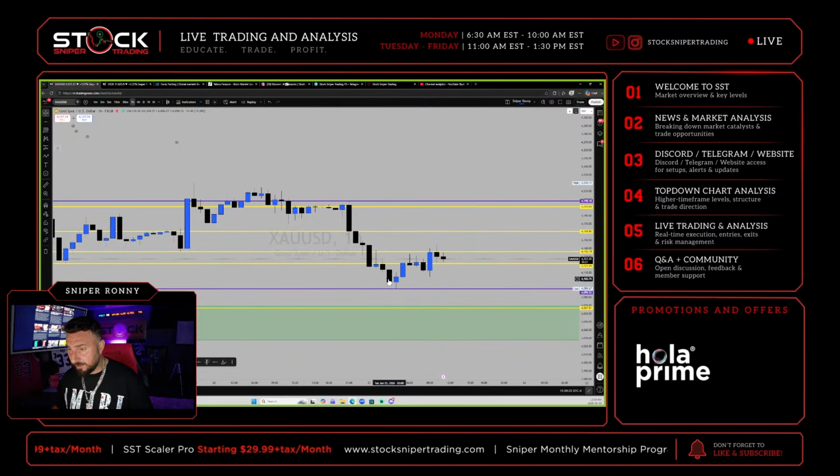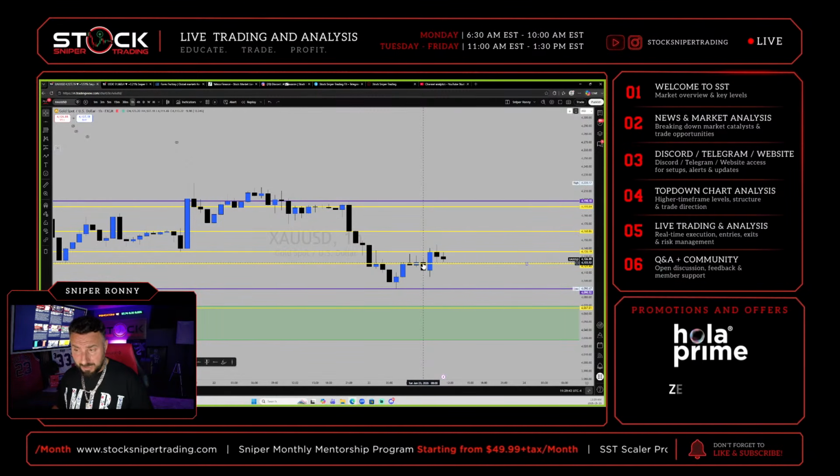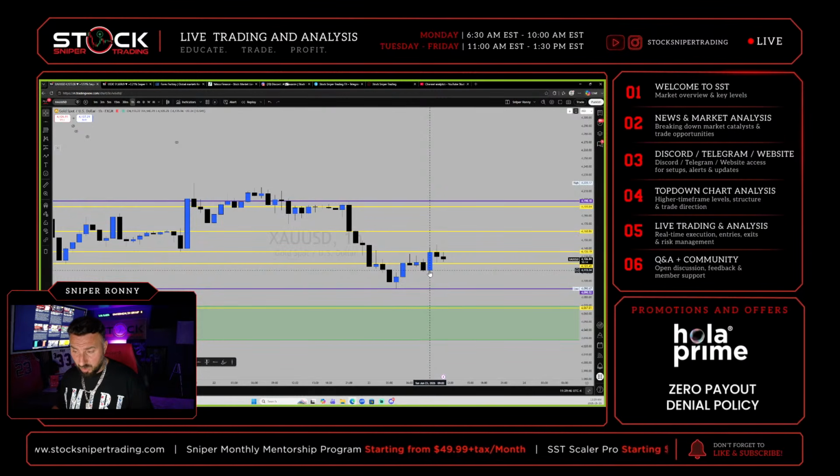Here's London, 3 a.m. Here's where we hit the lowest point of the day, 4 a.m., and then we came back up at 5 a.m. Here's pre-New York, 6 a.m., 7 a.m. consolidation. Here's COMEX, 8 a.m. And then here's Wall Street with the big blue candle.